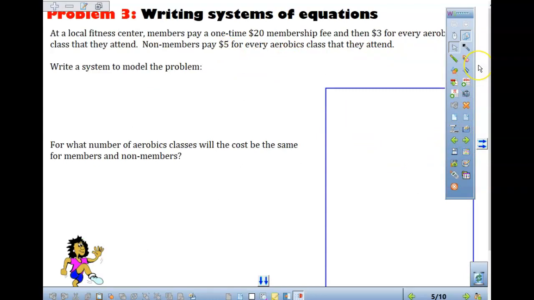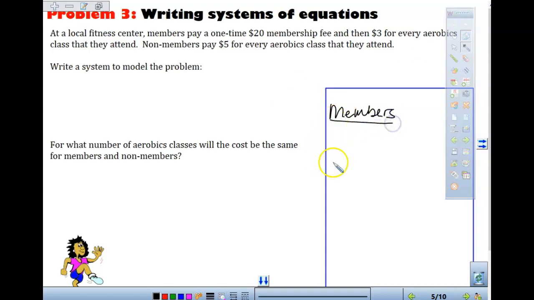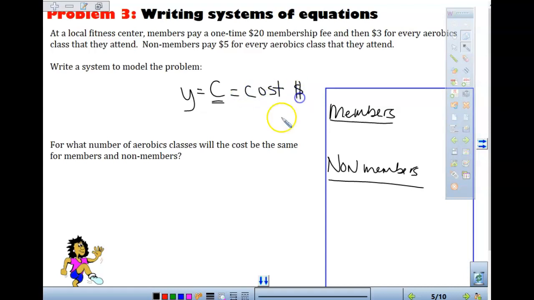So, the next page, as we are reading. Luke, go ahead. At a local fitness center, members pay a one-time $20 membership fee and then $3 for every aerobics class that they attend. Non-members pay $5 for every aerobics class. So we are asked to write a system. Our equations are going to be the members equation and the non-members equation. What we are really looking at as Y, and sometimes people like to use the letter C because it's my cost. It's how much money I'm spending, right? And then instead of using X, they might use A because it stands for what? It stands for my aerobics classes, right?